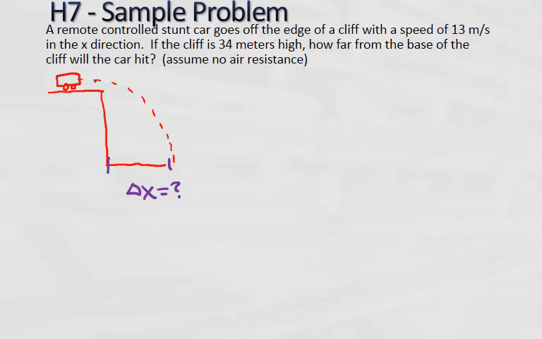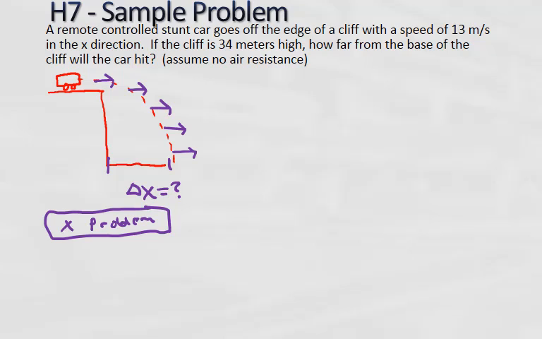Now, if you remember, in the x direction, the entire time, the x velocity stays the same, right? The whole time. And so if we look at our x problem, because the velocity stays the same, again, with no air resistance, the only equation that works is velocity is delta x over t. On your equation sheet, it's already worked out for you. Delta x is v times t. And this is what we want. And we know the velocity is 13 meters per second in the x. The question is, what is the time?